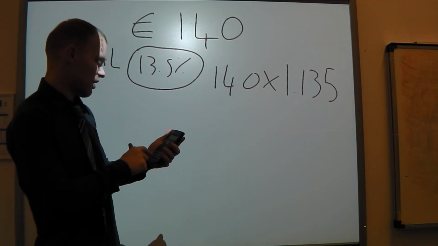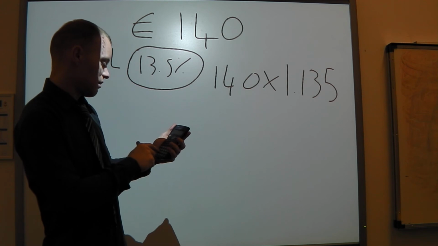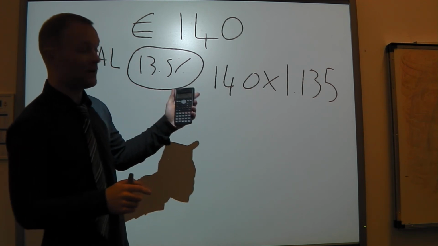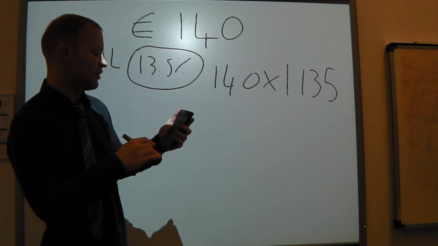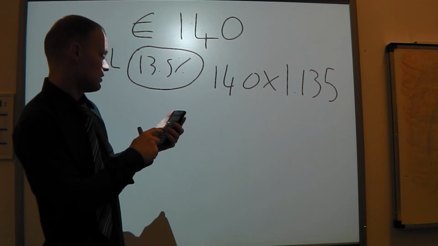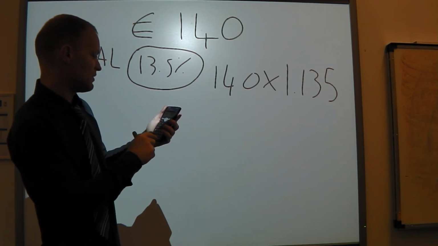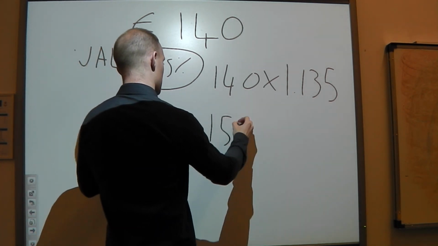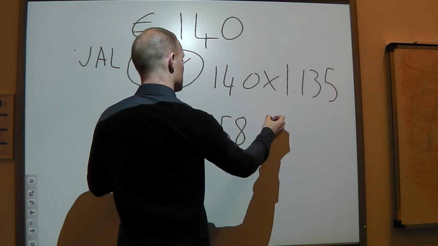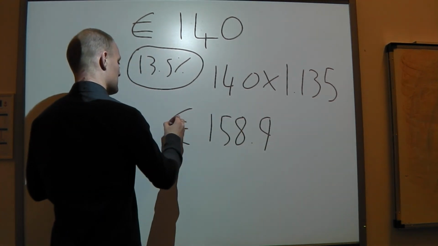So we'll just do that now. Because you could get 0.135 at the start and then add on your 140, but this way you just skip that step. So 140 times 1.135 is equal to 158.9. So that's what he's going to be paying for his electricity bill.